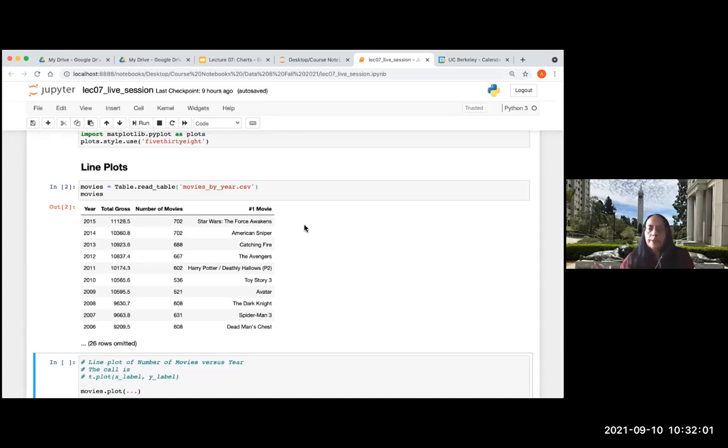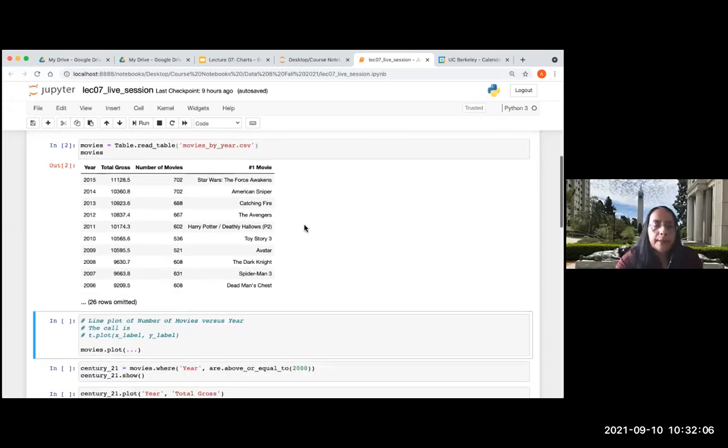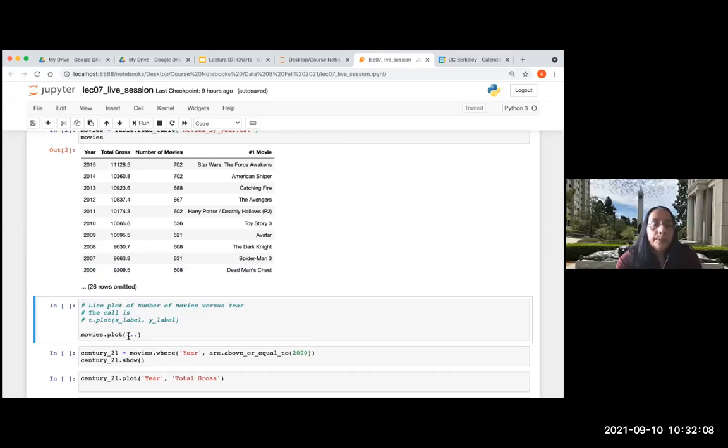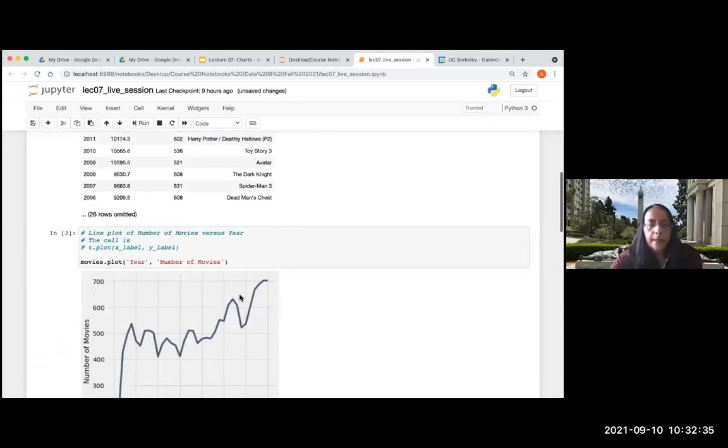Now, years are sequential. It would be nice to see how, perhaps, the number of movies changed with time. And so we will draw the line plot of that. And the call is table name dot plot, and then the label of the X variable, and then the label of the Y variable, which is, what is it called? Number of movies. Okay, I have to be careful of my uppercase and lowercase.